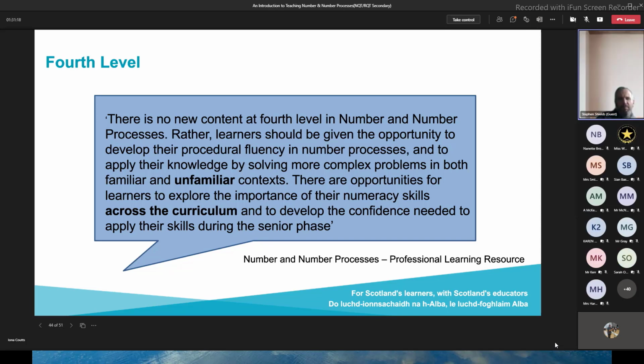Folks, I'll just give you a wee minute to have a read at that, catch a breath and have a wee read. That is an extract from our professional learning resource for number and number processes.